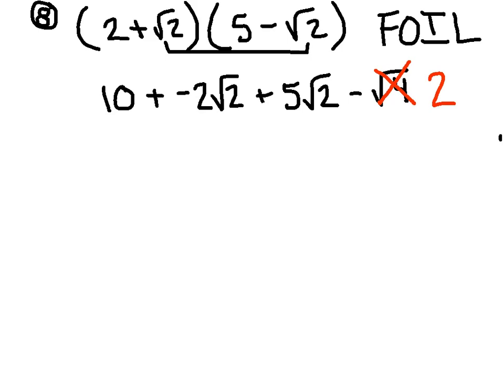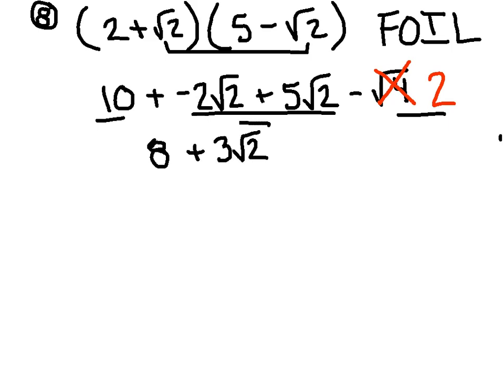Now, as far as combining like terms, I could say that my first term and my fourth term are like terms, and they give me 8. And then my 2 terms here in the middle are like terms, which gave me 3 radical 2. So 8 plus 3 radical 2 is our final simplified answer.